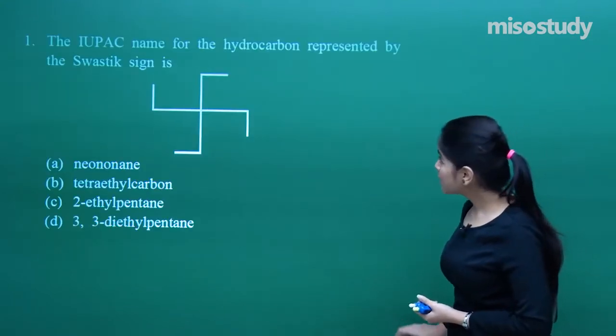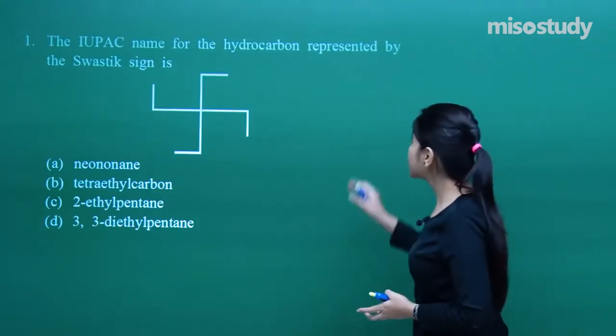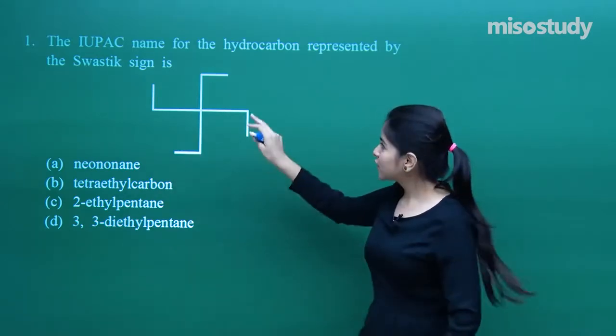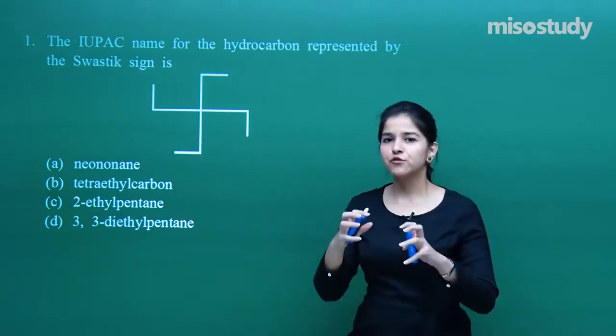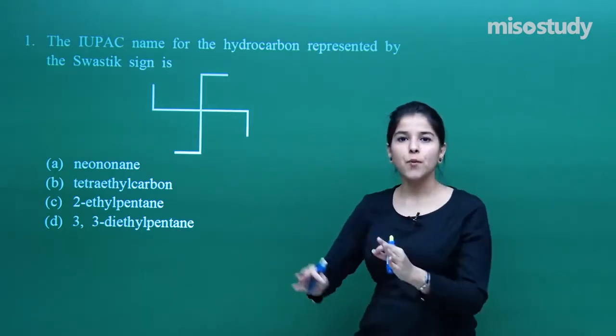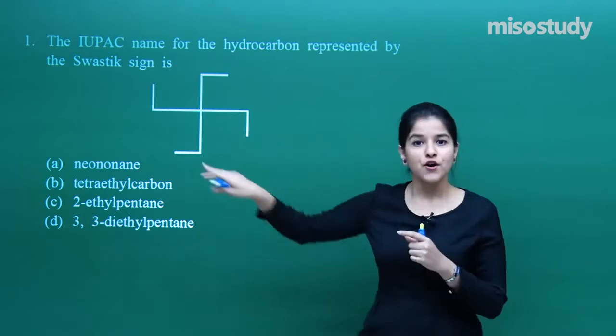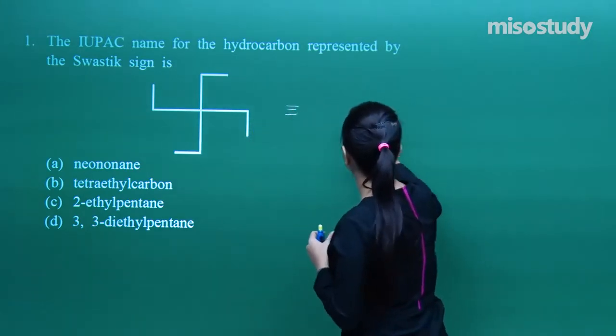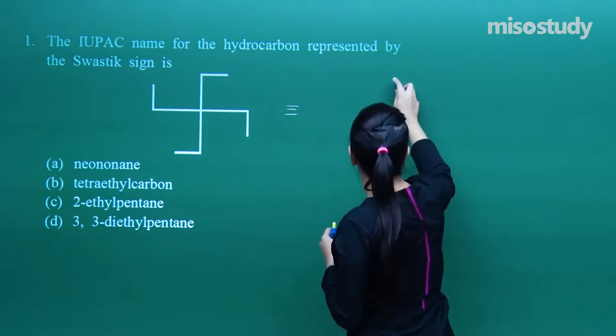What do we have in the first one? I have got the IUPAC name for the hydrocarbon represented by this structure. So you need to find out the name. Do not get confused by the images. You just need to have a proper structural formula for this bond line formula. So let us form the structural formula. What would it be?